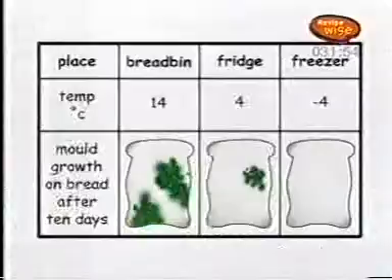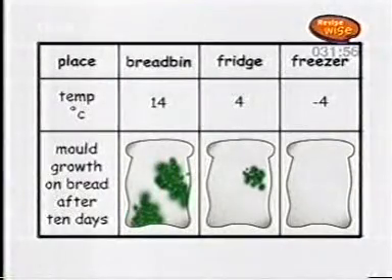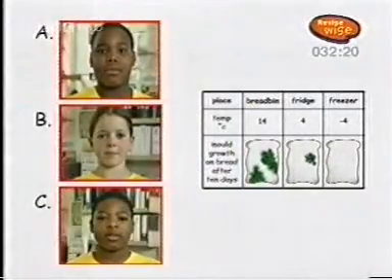Here's their table of results. Place: bread bin, fridge, freezer. Temperature: 14 degrees Celsius, 4 degrees Celsius, -4 degrees Celsius. Mould growth on bread after 10 days: lots of mould, a bit of mould, no mould at all. And here's the question. Describe how the amount of mould which grows depends on the temperature. Which answer's right, A, B or C?